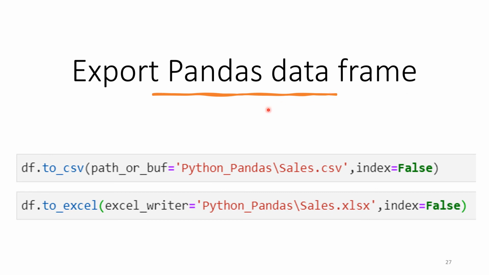Export Pandas data frame. We can export a Pandas data frame into CSV and Excel files. This will be important when you want to share your data frame with someone. Here I have specified the path inside the quotations, and index equals false means we don't want to include indexes when exporting. You can export it to both CSV and Excel files using these methods.